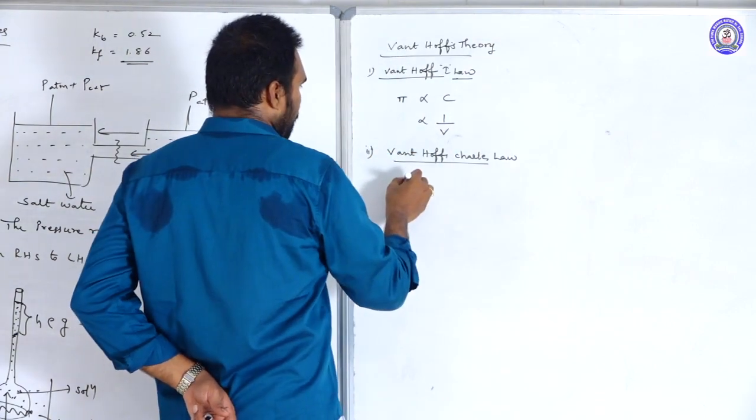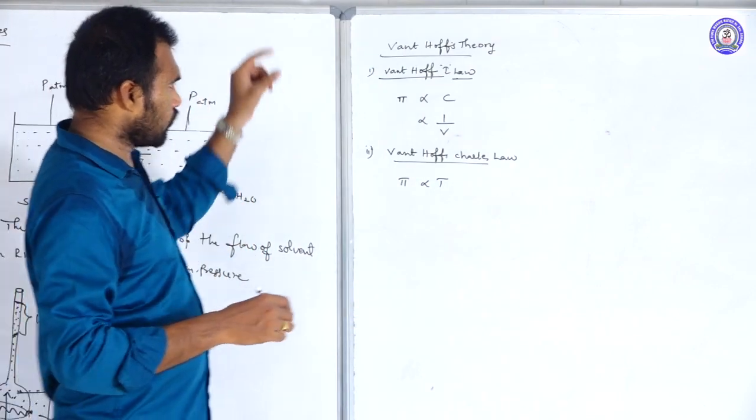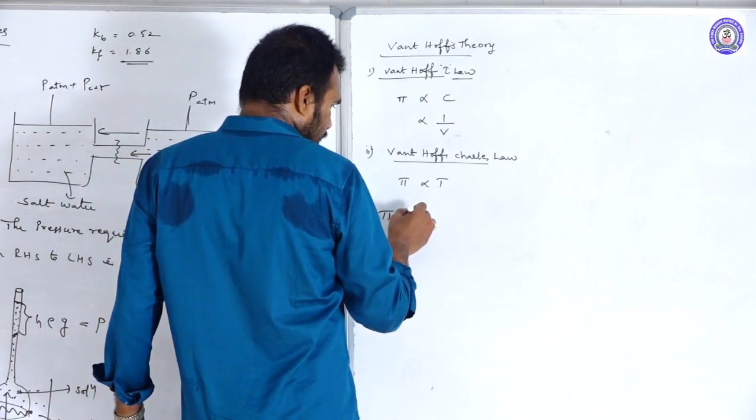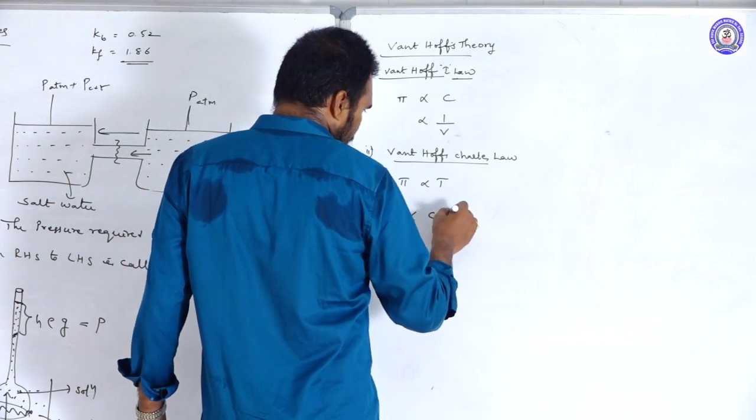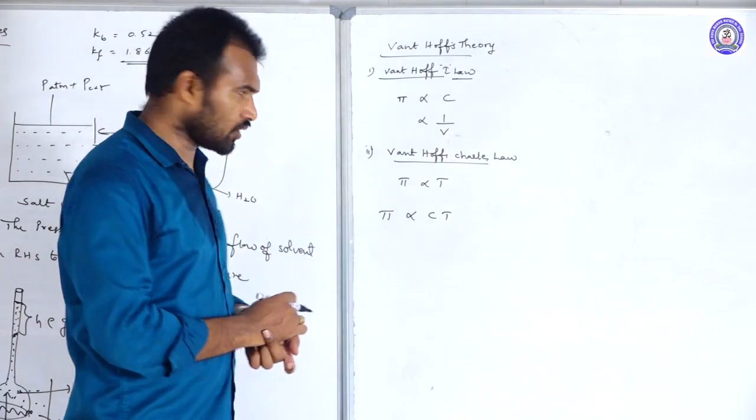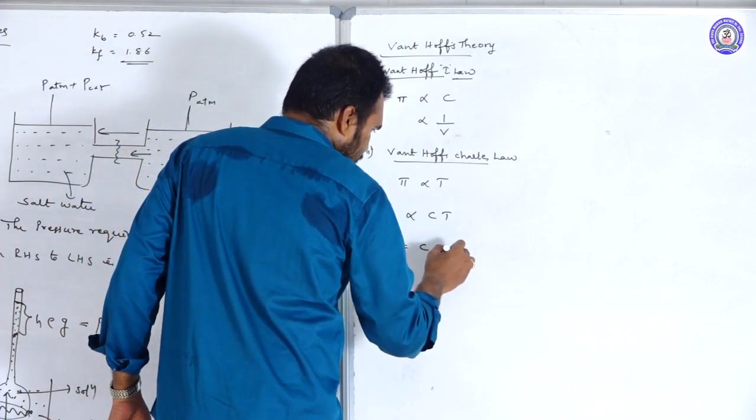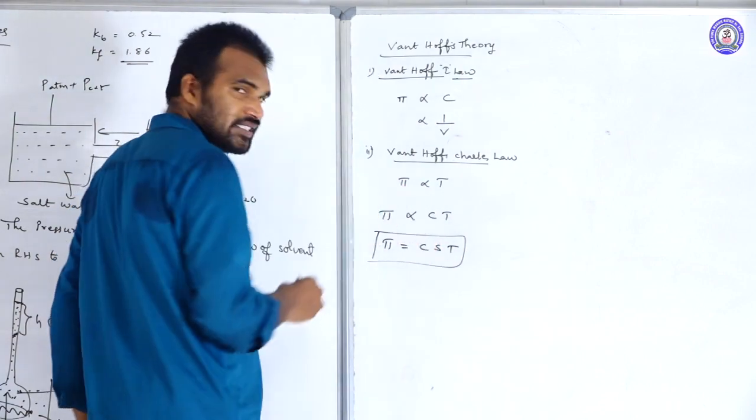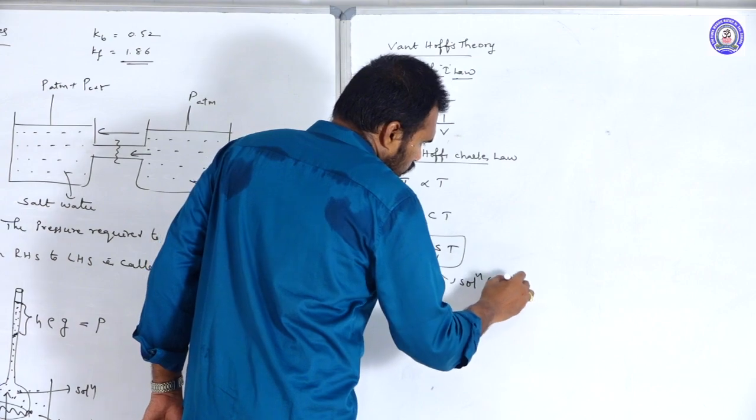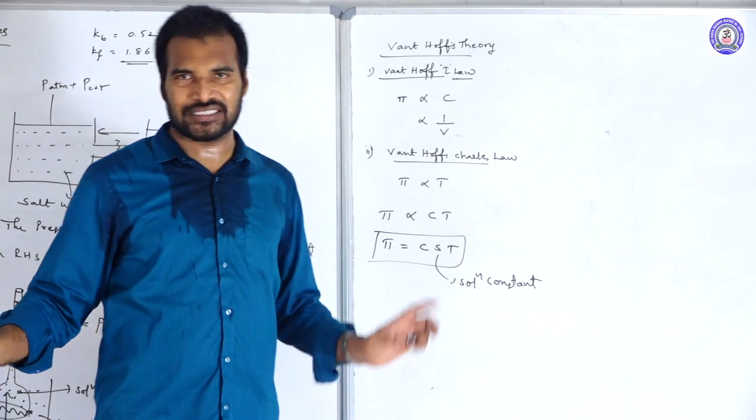According to this law, pi is directly proportional to temperature. So by combining both the cases, finally we are getting pi is proportional to C and T. Here directly proportional, here directly proportional. Pi is proportional to C and T. So pi is equal to C S T, where S is equal to what? Solution constant.